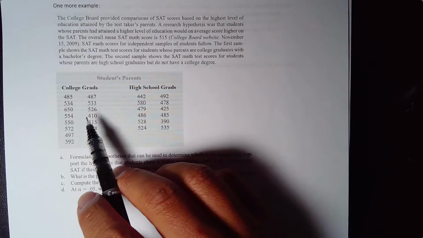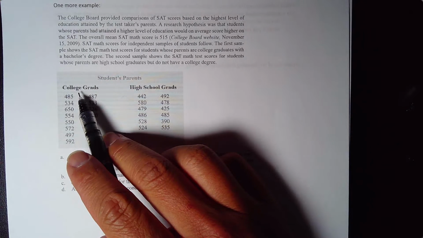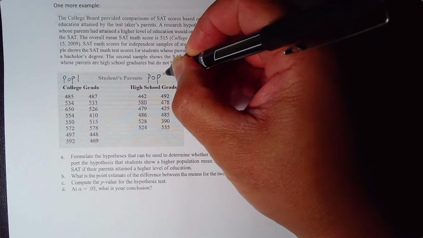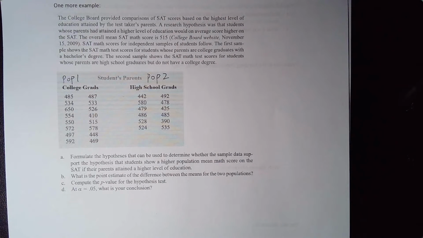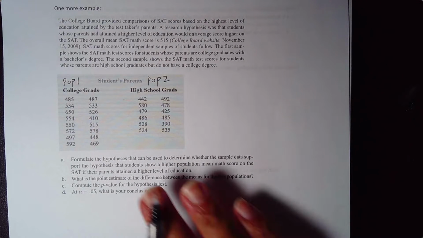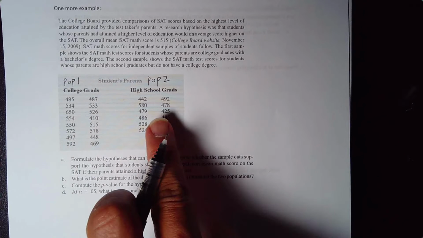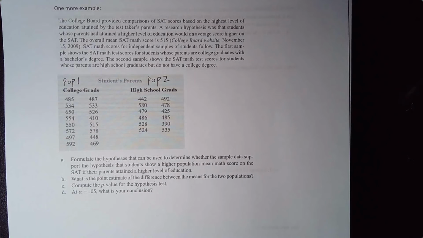Okay, let's do another example. Here we have SAT scores of high school students. Now, this is two different populations. Population one are high school students whose parents are college graduates, and population two are those students whose parents are not college graduates but only high school graduates. The goal is to see if students whose parents are college graduates have a higher SAT score than students whose parents are not. So read the question carefully.